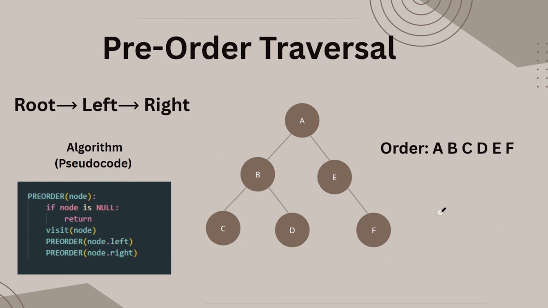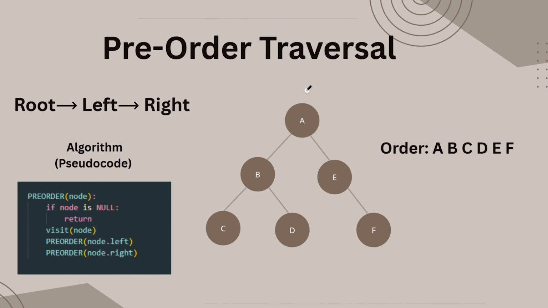Now let's take a look at an example tree to see how the pre-order traversal works. Here too I have given a simple algorithm. As you can see, first we visit the root node, then we go left, and then we go right. And if a node is null, then it returns.